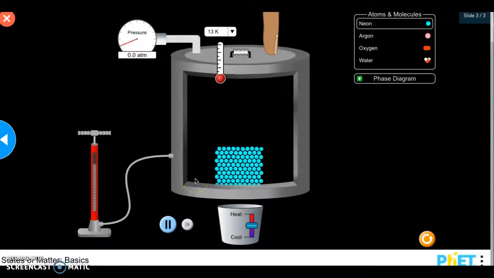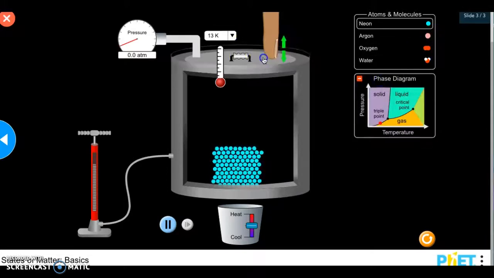Now it is time to begin our simulation experiment. Throughout this simulation, we will be periodically changing the temperature and pressure of neon, argon, oxygen, and water to measure the adverse effects that this places on the state of matter. We will also be using a phase diagram to check and see if our findings are accurate.